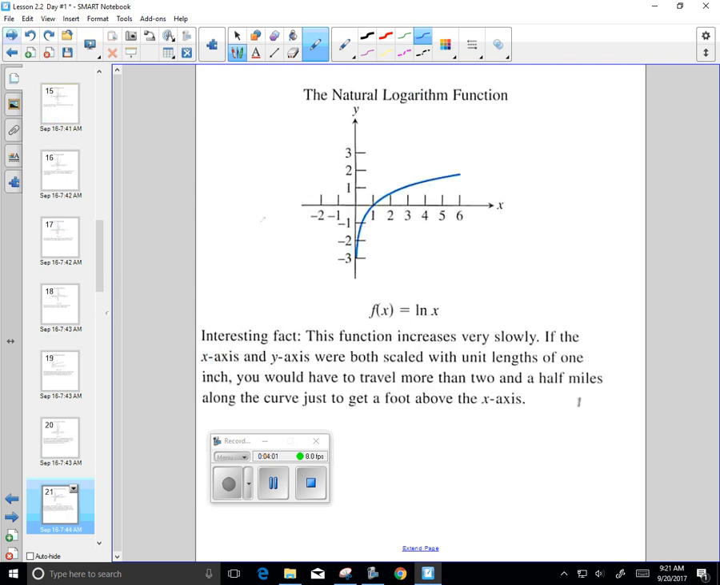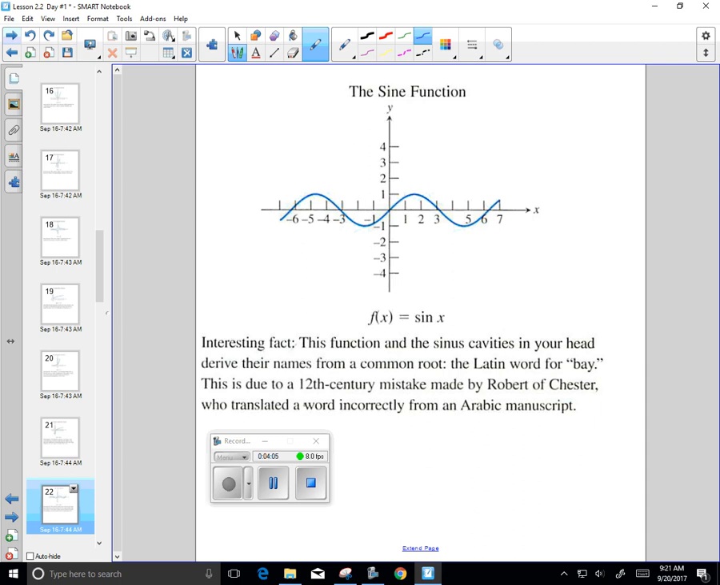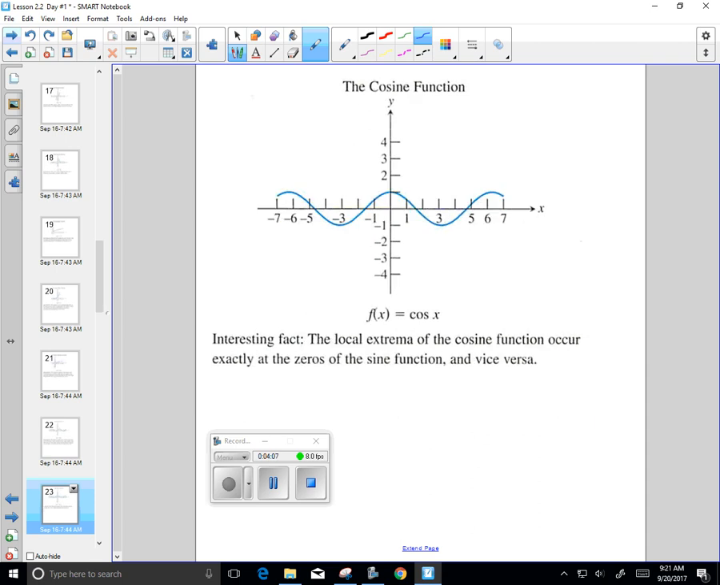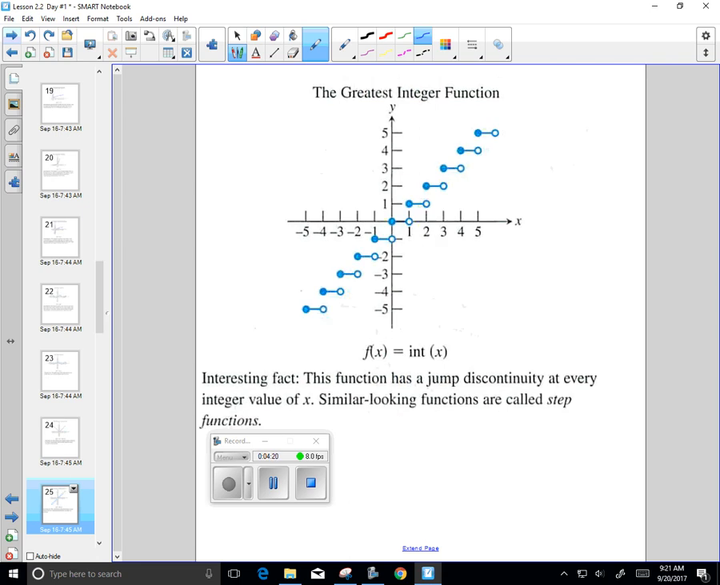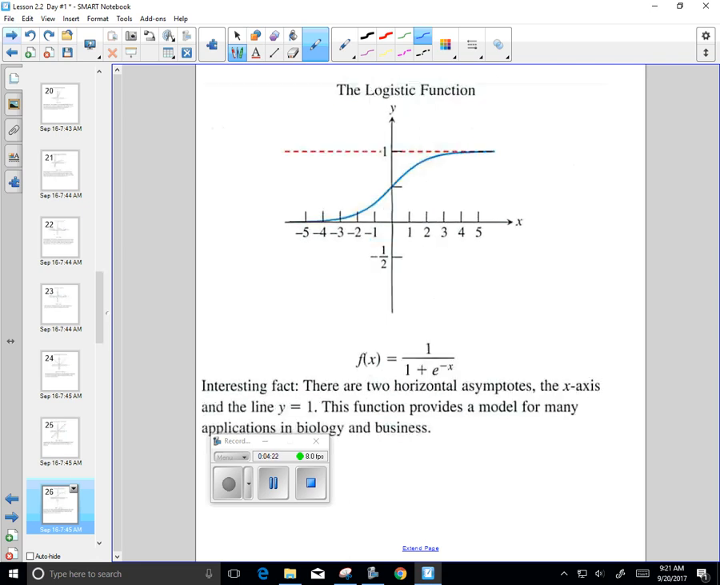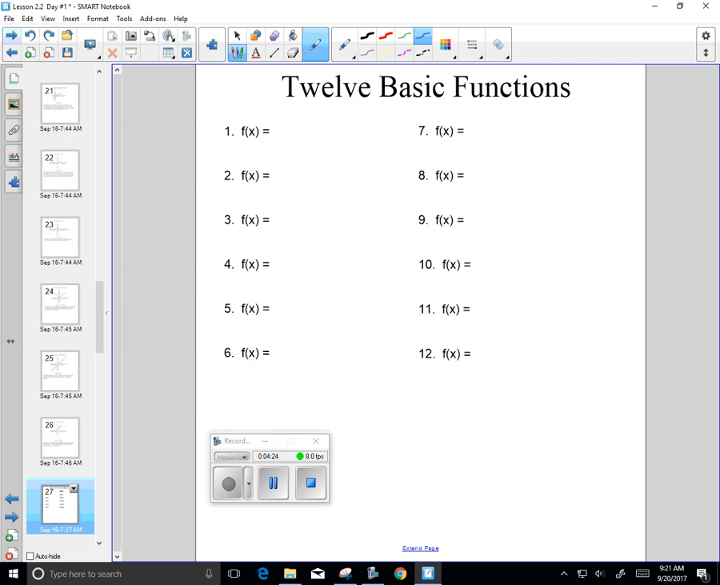Exponential we'll work on. Natural log we'll work on. Don't worry about these two for a while. Sine curve will be later this year. Cosine. Absolute value we'll do right away. Would you show me x squared with your arms? y equals x squared. What's y equals the absolute value of x? Straight V shape. Good. And greatest integer we'll work on. Logistic we'll work on. So those are the basic functions that we're going to be working on.